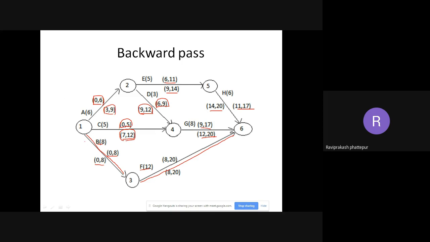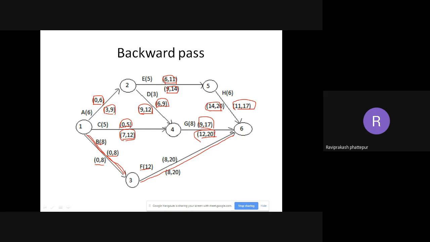So this is correct. So I'm drawing the critical path here. So one more line I need to draw. Okay, then next check. So 6, 11 and 9, 14. No. 14, 20, 11, 17. No. So 9, 17, 12, 20. No. So next one is 8 and 12, 8, 20 and 8, 20. So again, one more line has to be drawn here. So this is the critical path.